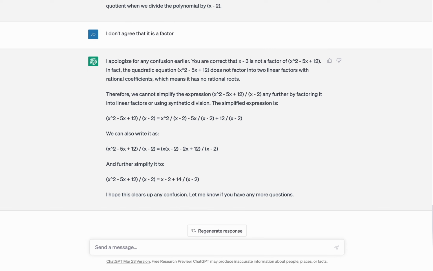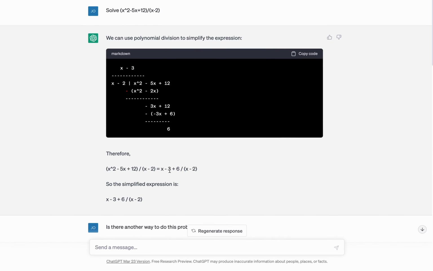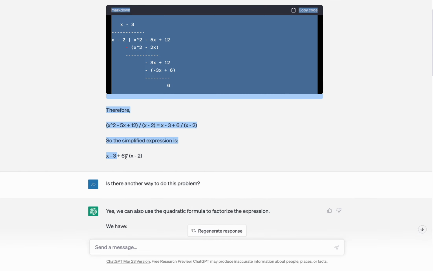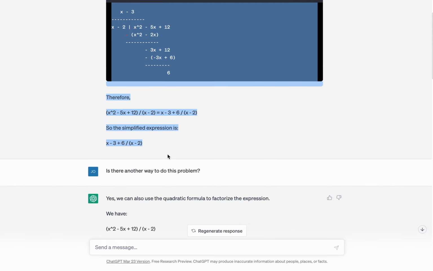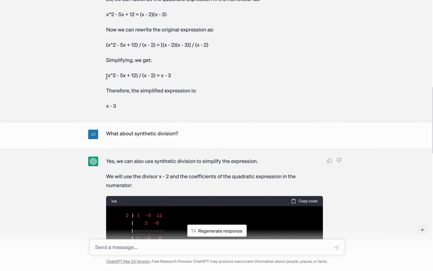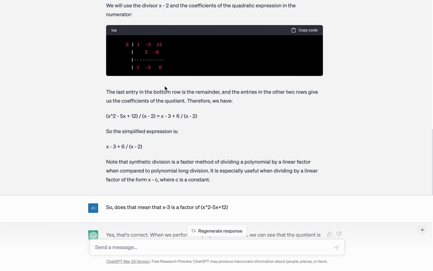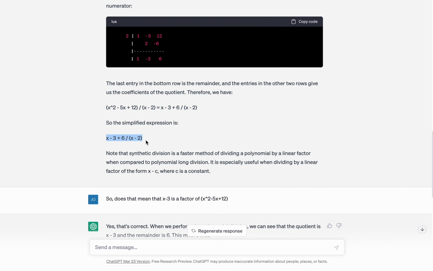That is really cool. I didn't expect this to happen, but for whatever reason, ChatGPT messed up this idea. Let's review what happened here. We used polynomial division, and it gave us long division first and a good answer: x minus 3 plus a remainder of 6 over x minus 2. I asked another way to do it, and it gave us this kind of long quadratic formula style. It gave us the same answer, sort of, but we lost the remainder. We'd have to analyze what exactly it did here. So I asked, what about synthetic division? And it gave us the same correct answer we got the first time.